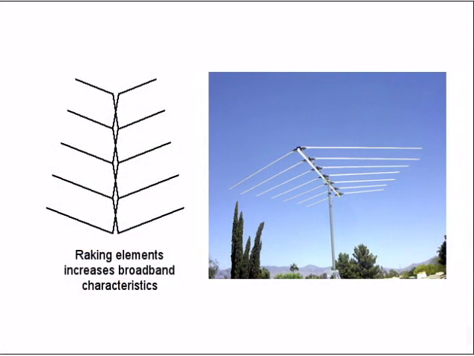Raking the VHF elements forward is very common for both Yagi and log-periodic antennas. It's an engineering trick that allows fewer elements to be used over a broader range of frequencies.